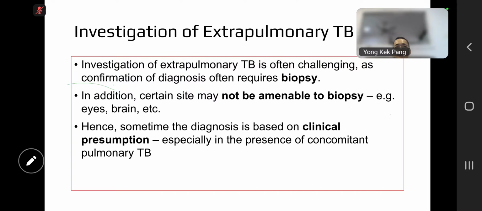And sometimes you have to base your diagnosis on clinical presumption, okay? Especially in the presence of concomitant primary TB.